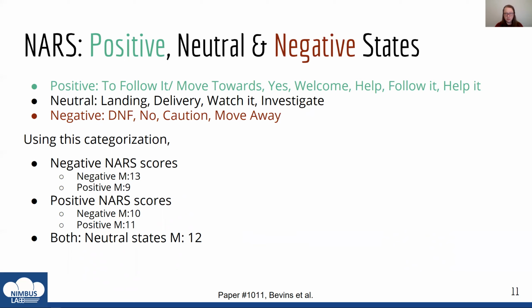With this categorization, we saw that people with a negative NARS score were more likely to pick negative states, choosing a negative state 13 times on average and a positive state 9 times on average. Those with a positive NARS score picked negative states 10 times on average and positive states 11 times. Both picked a neutral option around 12 times on average.